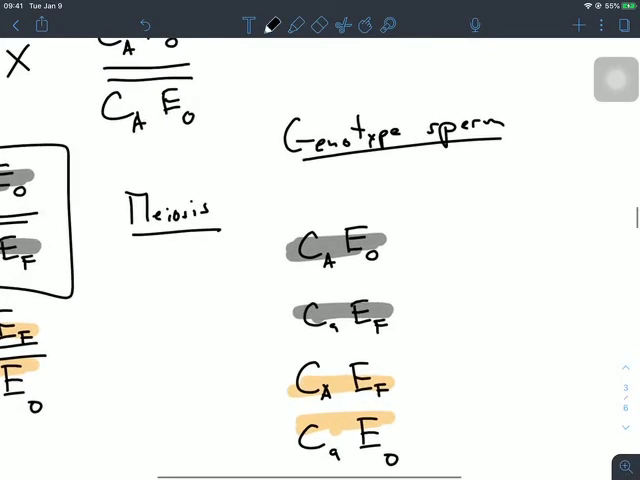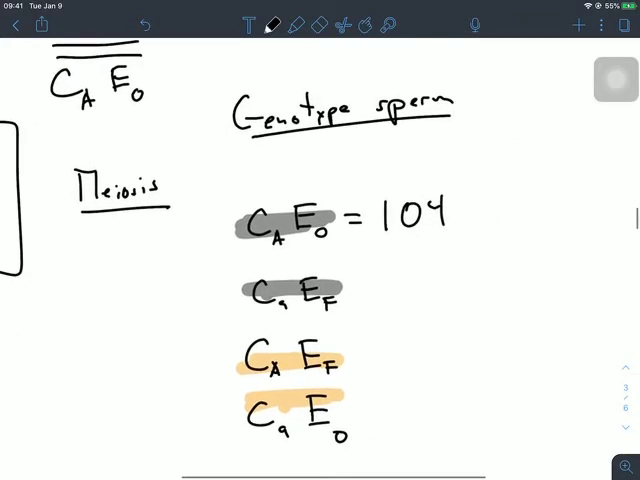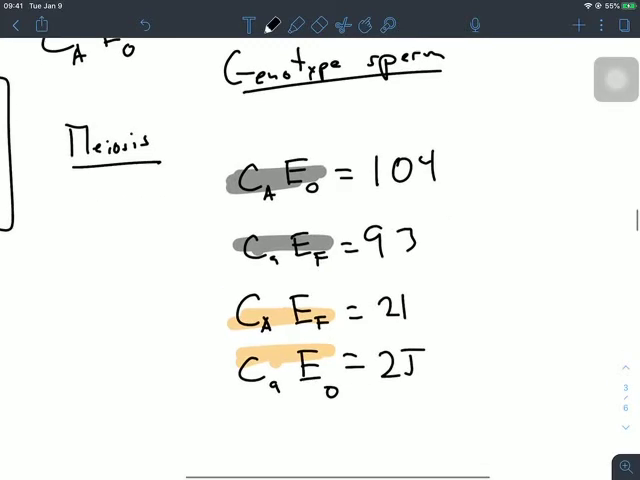In these sperm, we see that there were 104 sperm counted as CAEO, 93 sperm reported as CAEF, 21 sperm reported as CAEF, and 25 reported as CAEO. Our total for this is 104 plus 93 plus 21 plus 25, or 243 total sperm.